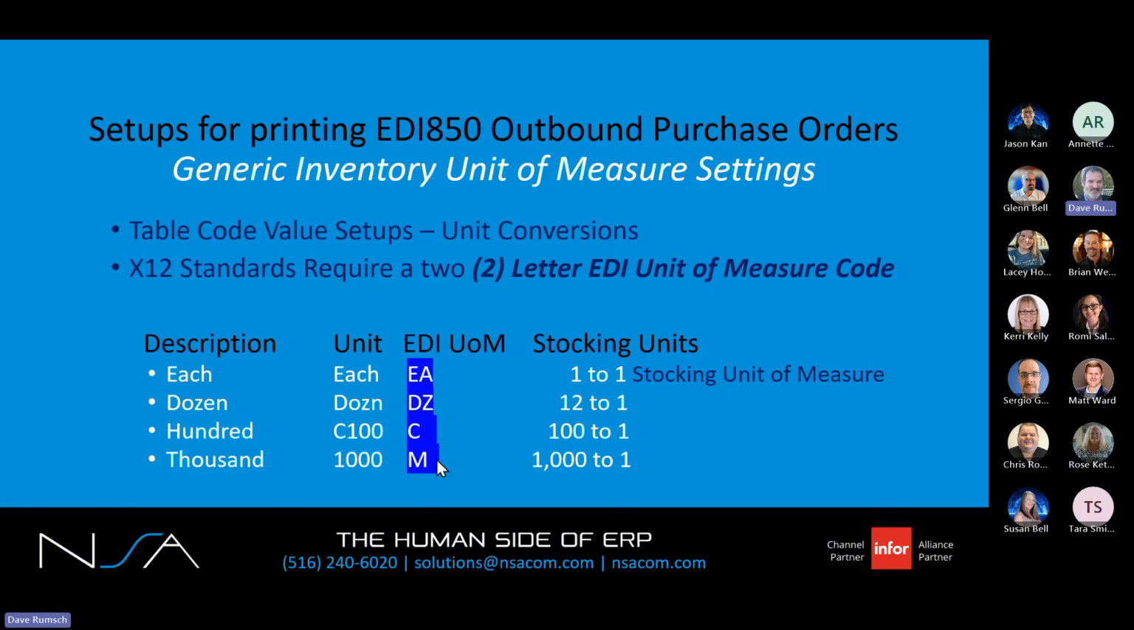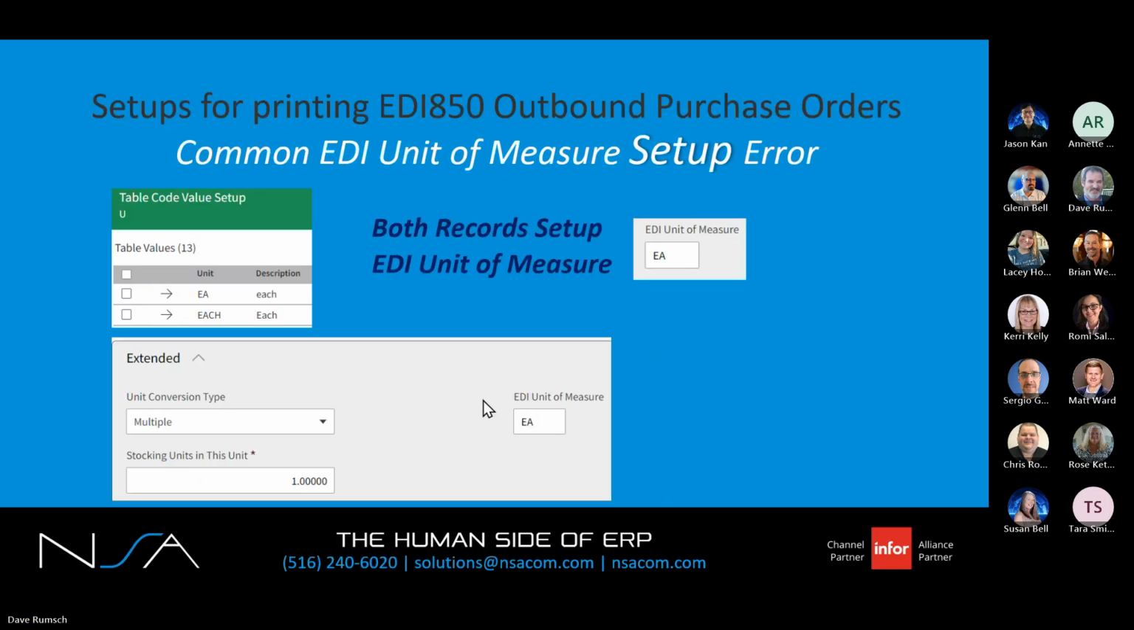Now, some people might use TH. You can use whatever you like there. Those are not required by the X12 standards. It is only required that it's 2 letters. But here's an example of it being set up in the generic tables. Now notice that I have set up in those generic tables EA and EACH. Usually, if a customer uses both of those as a stocking unit of measure, then you cannot set these up in the generic system because they both would have the same two-letter code of EA.